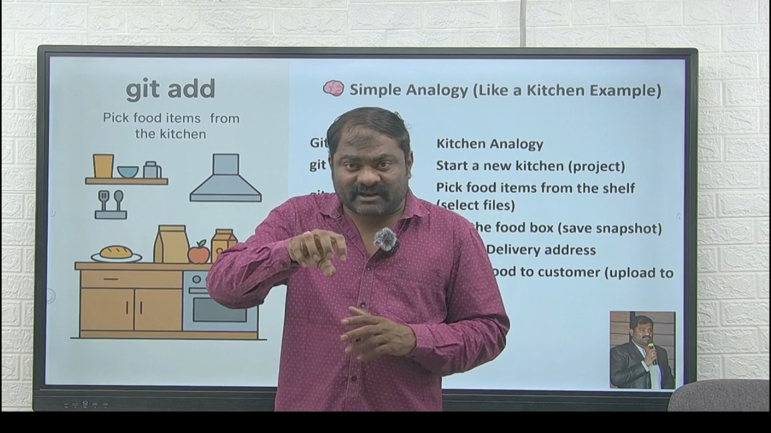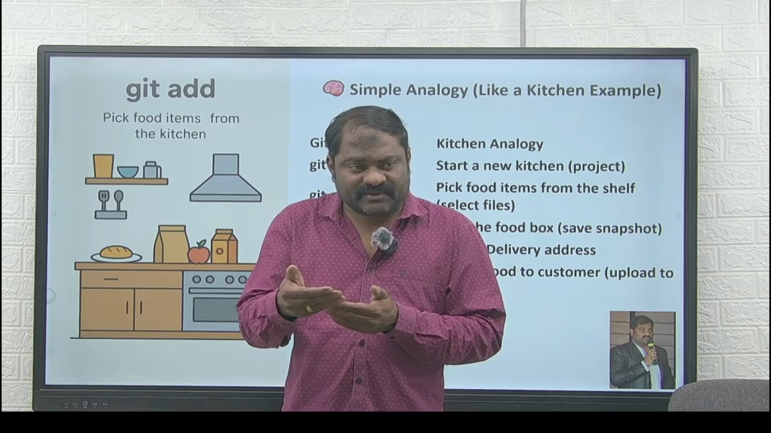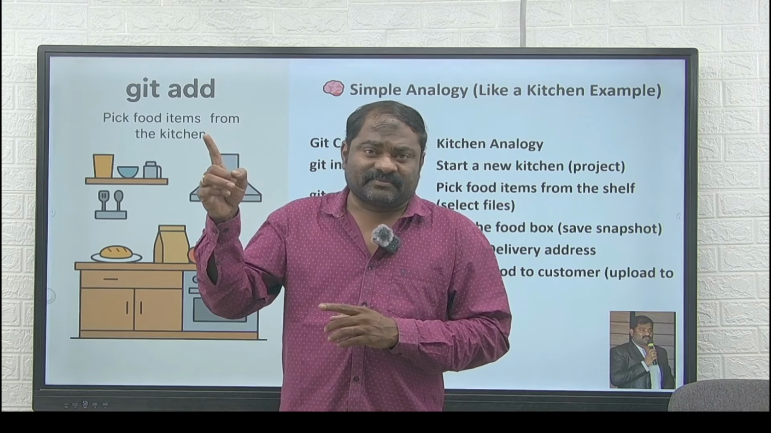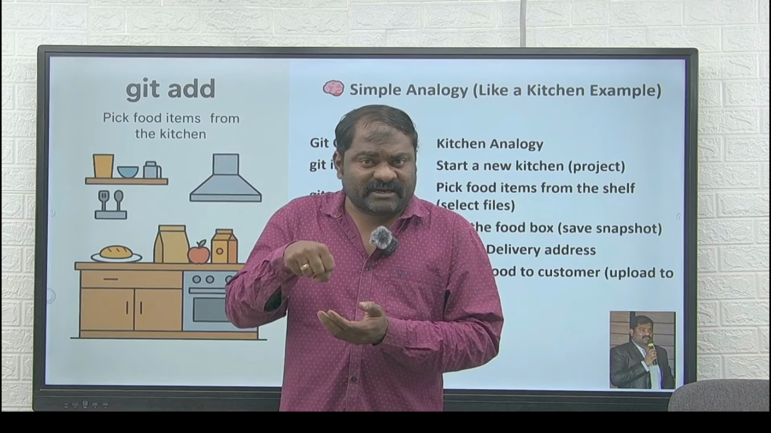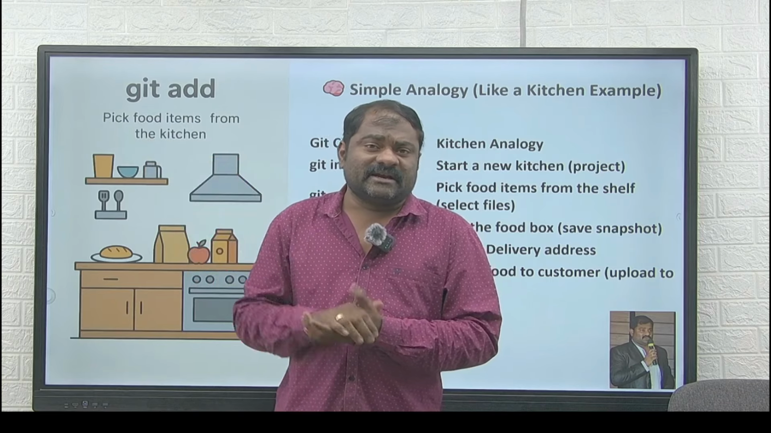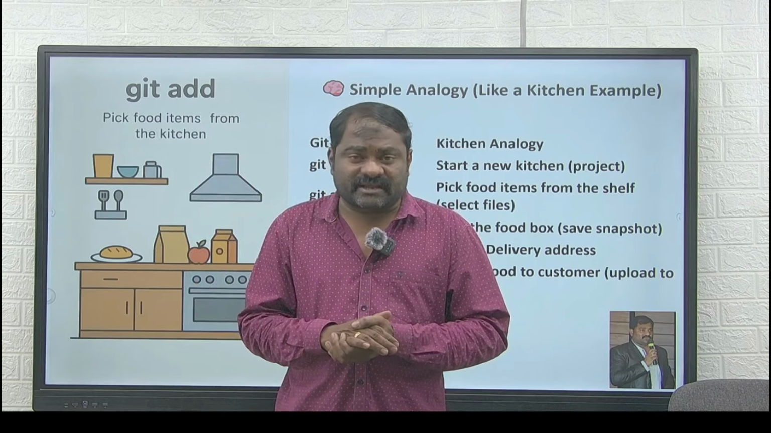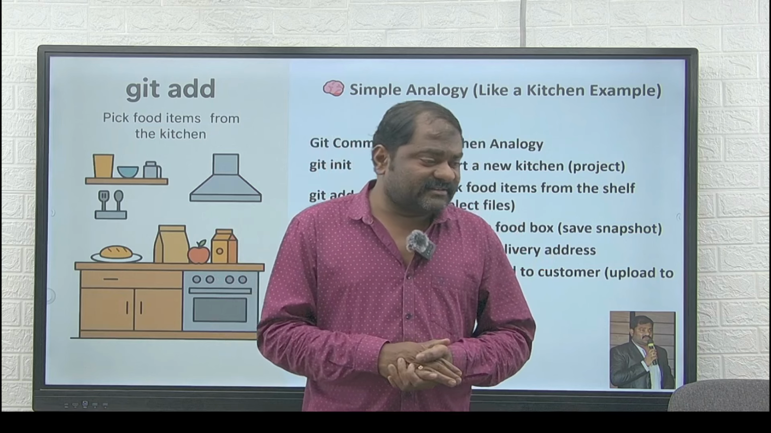And then they'll pack all these items in one particular parcel. That is the next step. Once the parcel is ready, they will set the delivery address. So they will give this parcel to the delivery boy, and the delivery boy will push that particular order to the destination address. These are the steps we need to understand, how it is working. If you understand this analogy, then you can easily work with these Git commands.